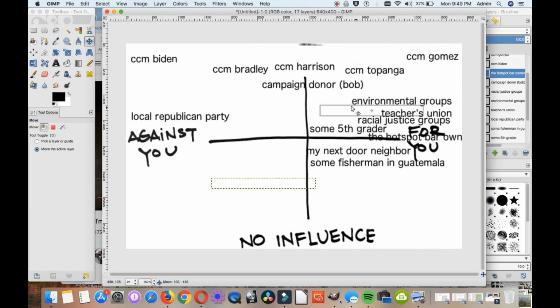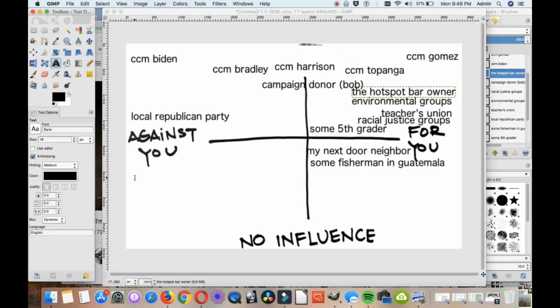So they're definitely way over here. They definitely have a lot of influence because they can super duper influence this campaign donor, who influences Harrison. I'm going to put them up there. I'm going to talk to them. Okay, you can kind of see how this keeps going.